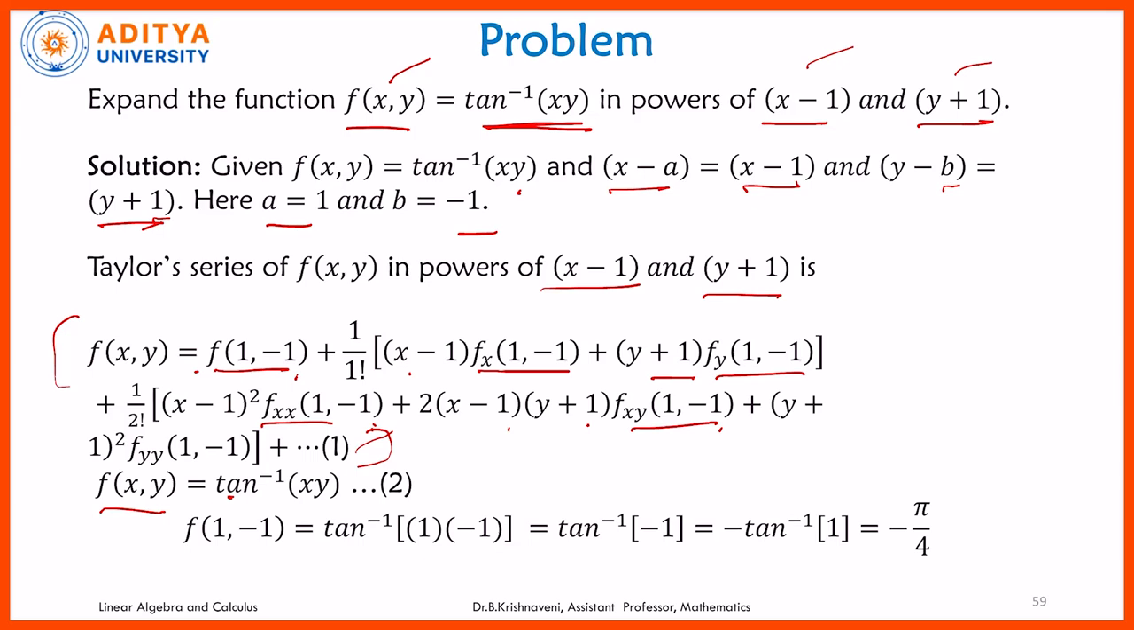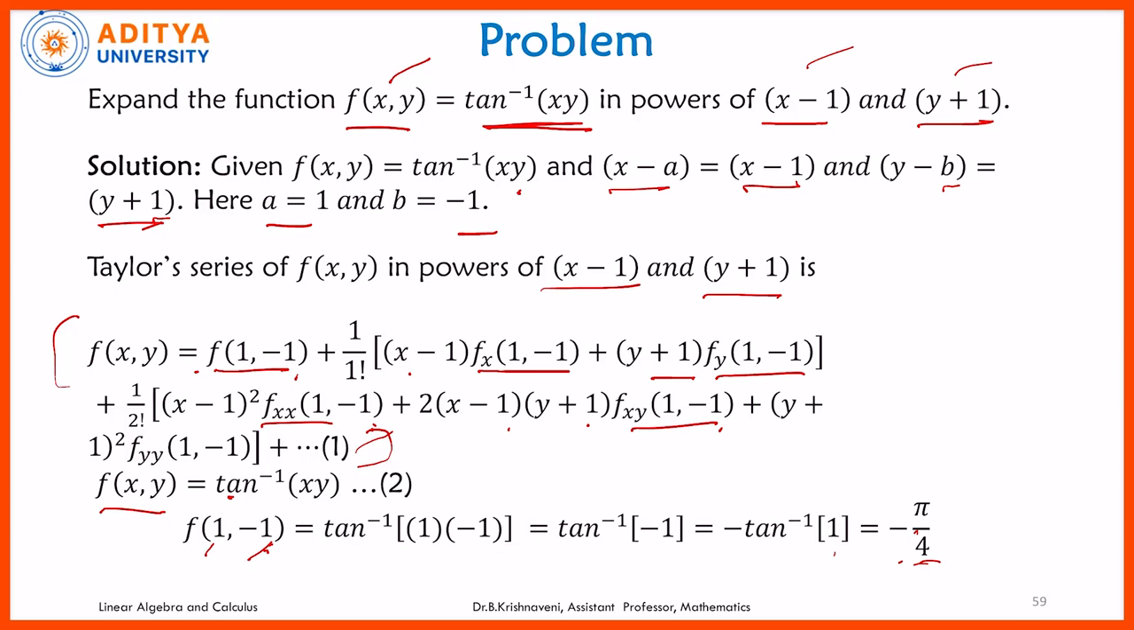First calculate f(1, −1). So x is 1, y is equal to minus 1. Then what will the value be equal to? Tan inverse of 1 into minus 1, which is tan inverse of minus 1. And we know that tan inverse of minus theta is minus tan inverse of theta. And tan is 1 at theta equal to π/4. So therefore the answer is minus π/4.